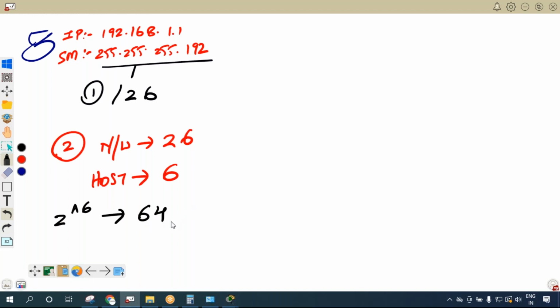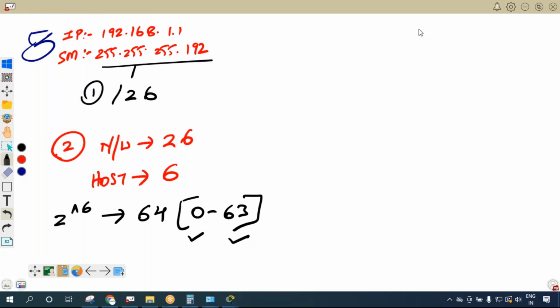Now my dear friends, when I see 64, I just have to say 0 to 63. The first IP will be 0, the last IP address will be 63. Whether it is 10.10.10.0, 192.168.0 or 192.168.1, whatever IP address it is, the subnet mask does not care. Subnet mask will say 0 to 63. That's it.